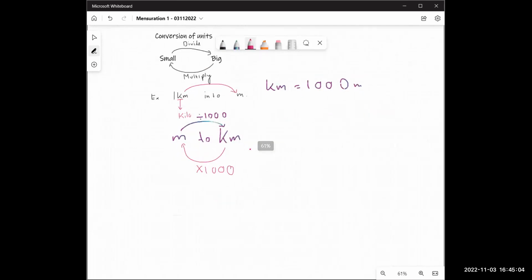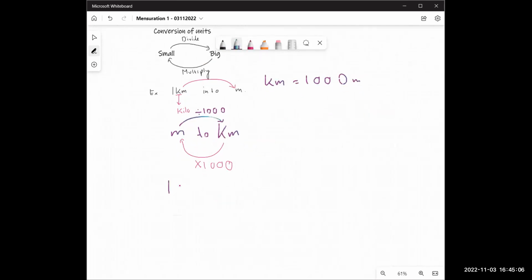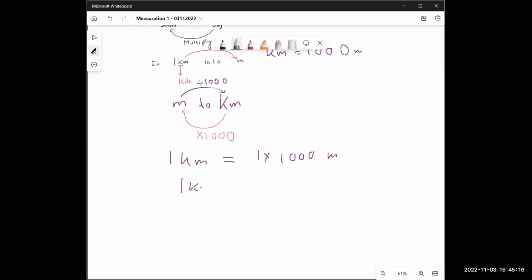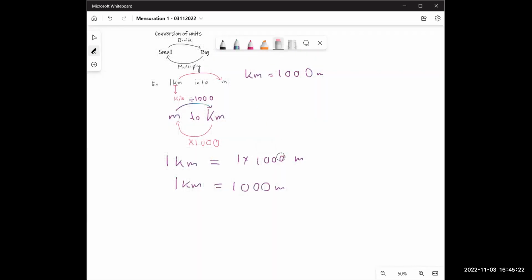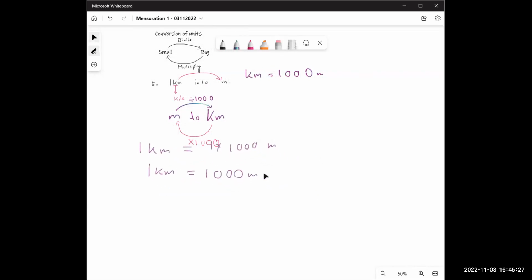Now, since they're asking us to go from km, 1 km is equal to how much meter? I'll multiply with 1000. So 1 into 1000 meter, and I get that 1 km is 1000 meter. Any questions? No. All you have to do is write this part in your notebook as conversion of units, example number 1, and we'll continue with another example.